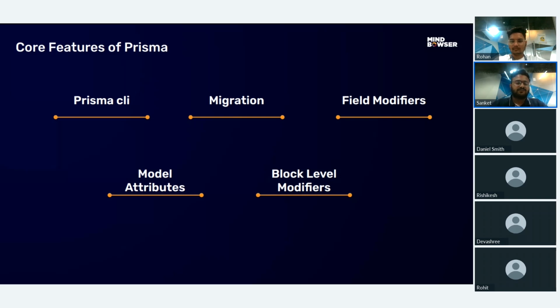Next, we have field modifiers. This is a basic concept of Prisma. Prisma field modifiers are directives that enhance the behavior of specific fields within your data model. They allow you to define additional characteristics beyond your basic data types. Why should we use field modifiers? We should use them to enforce data validation, optimize performance, and control relationships. Don't worry if you don't understand these concepts. They will all be covered from the basics in our step-by-step demo.